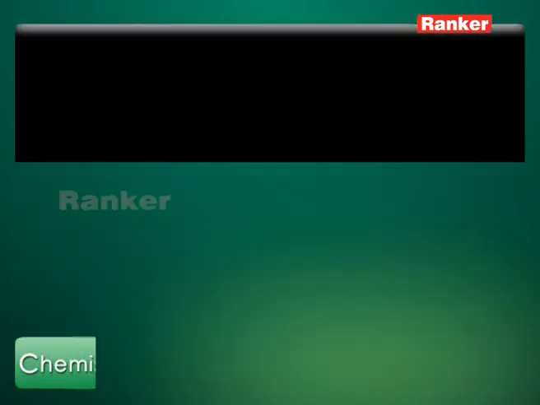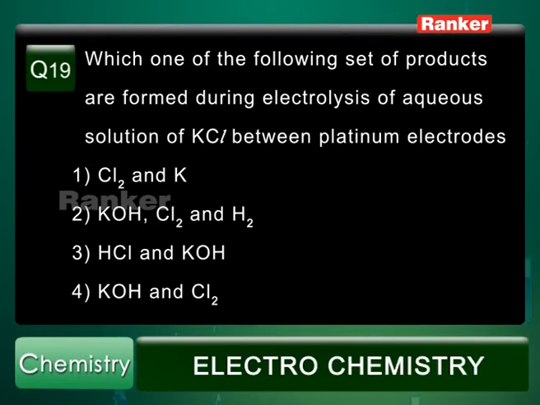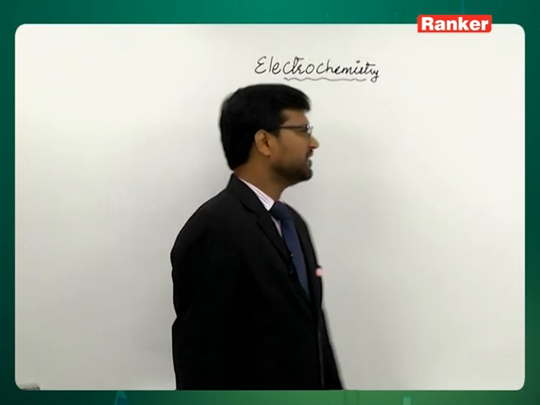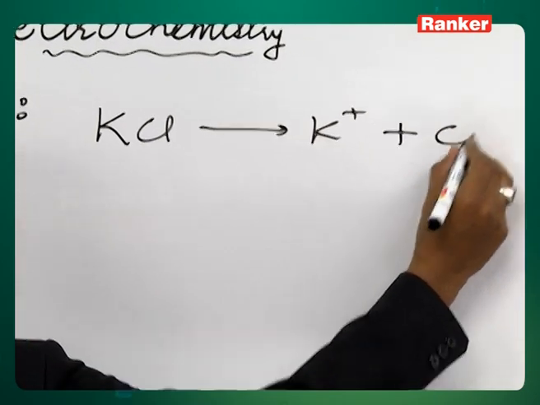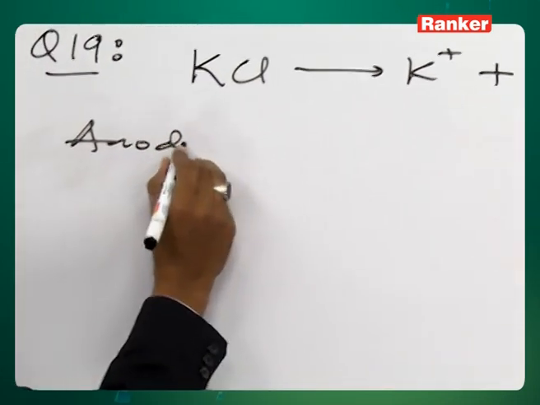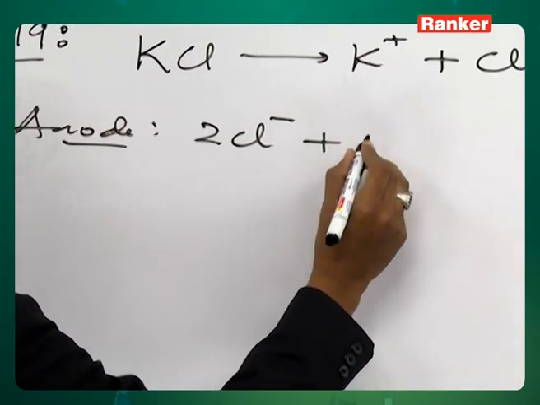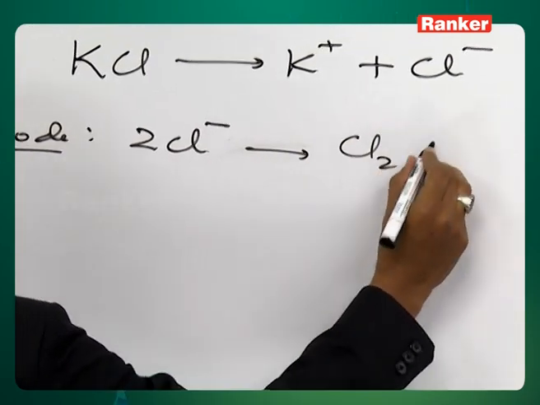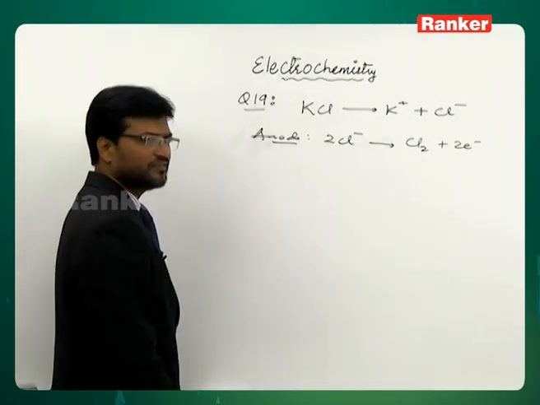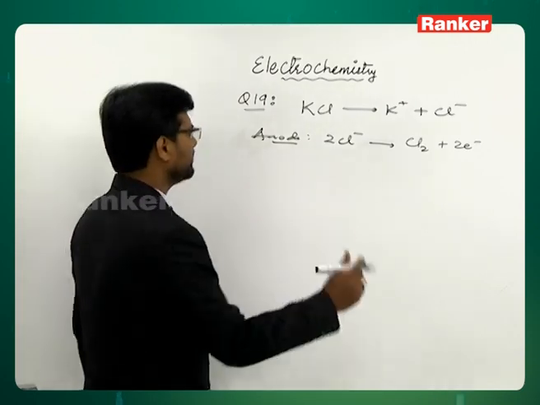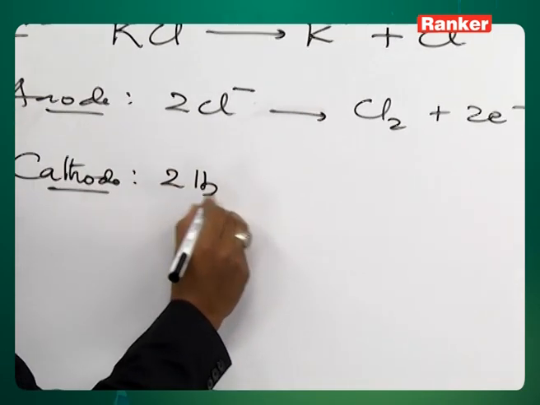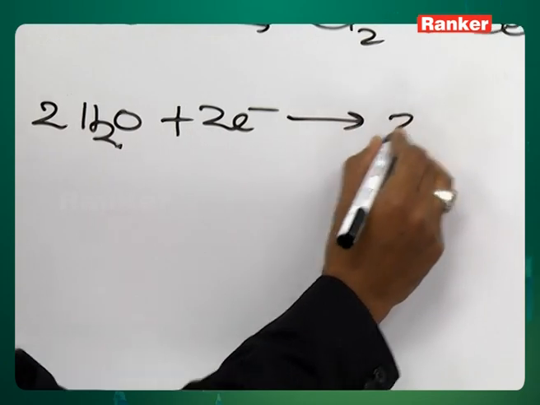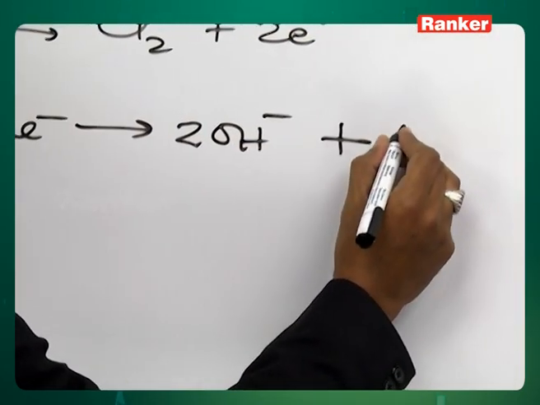Question number 19. Which one of the following set of products are formed during electrolysis of aqueous solution of KCl between platinum electrodes? See, if you use aqueous solution of KCl, it dissociates into K plus and Cl minus. At anode, 2Cl minus gives rise to chlorine plus 2 electrons. This is the oxidation reaction which takes place at anode. Chlorine gas is produced. At cathode, 2H2O plus 2 electrons gives rise to 2OH minus plus hydrogen gas.